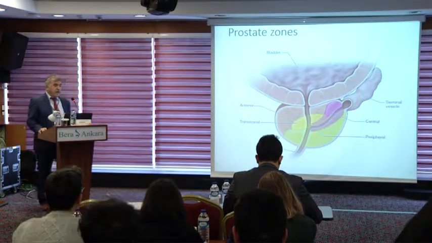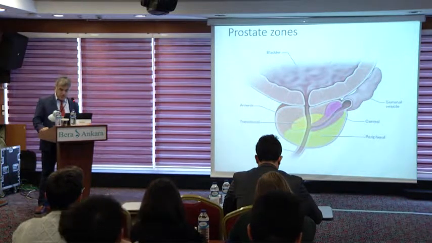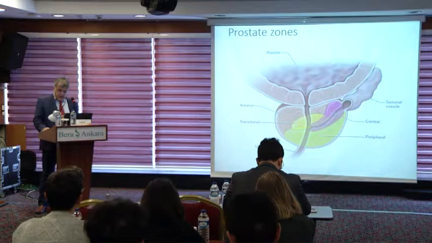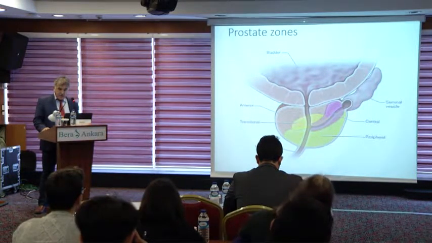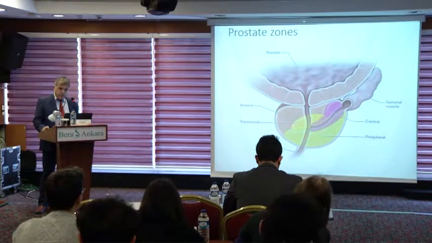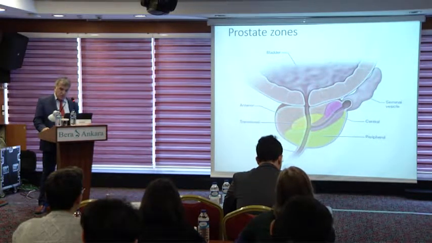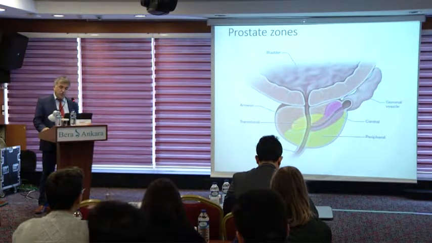Also, the prostate has 4 zones. These zones are important. The green part is the peripheral zone. This one is important for prostate cancer. 70% of prostate cancers arise from this zone. Also, while we are doing rectal examination, we feel the surface of the peripheral zone.